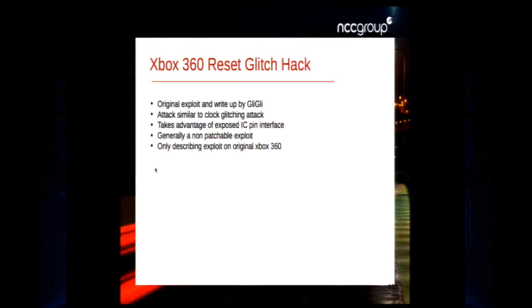And I say this because it gets effectively the same effect theorized by a clock glitching attack, which is skipping over an instruction when you're trying to do this type of attack. And it's considered a non-patchable exploit, though Microsoft did take steps to mitigate against this type of attack. I'm only going to be talking about the exploit on the original Xbox 360. If you look near the end of the presentation, there are links to the full write-up by Gitch, which also covers the Xbox Slim.